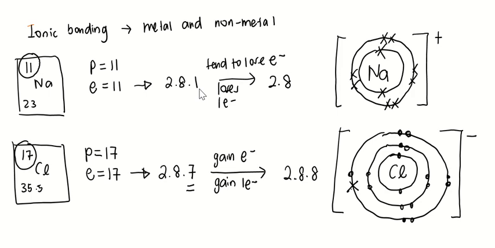This is because the first shell can be completely filled by 2 electrons. The second shell onwards is 8 electrons. Since it has 1 electron in the last shell, there is a tendency to lose that one single electron to become 2, 8. Therefore, if I draw a sodium ion, this is how it will look like.